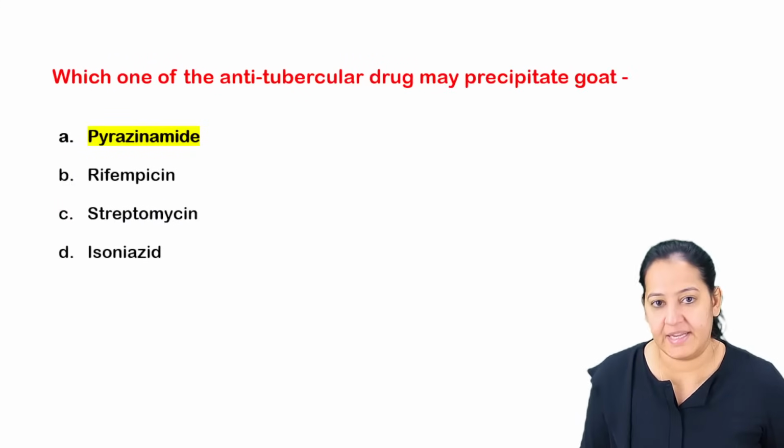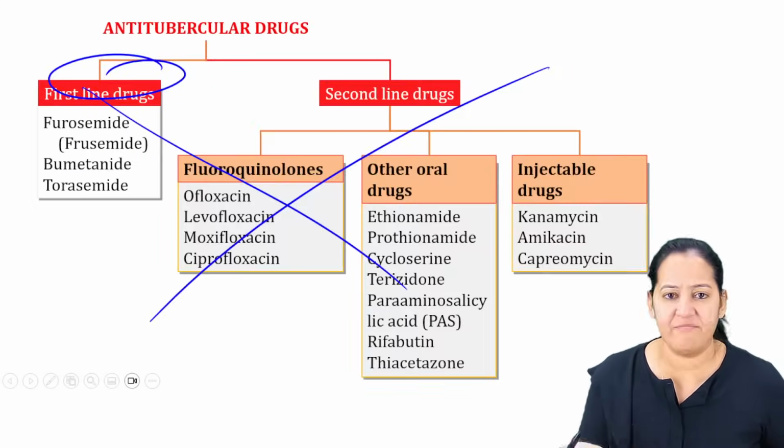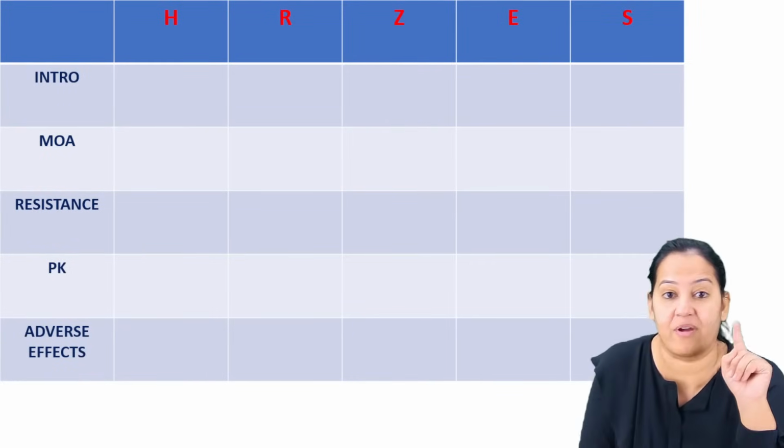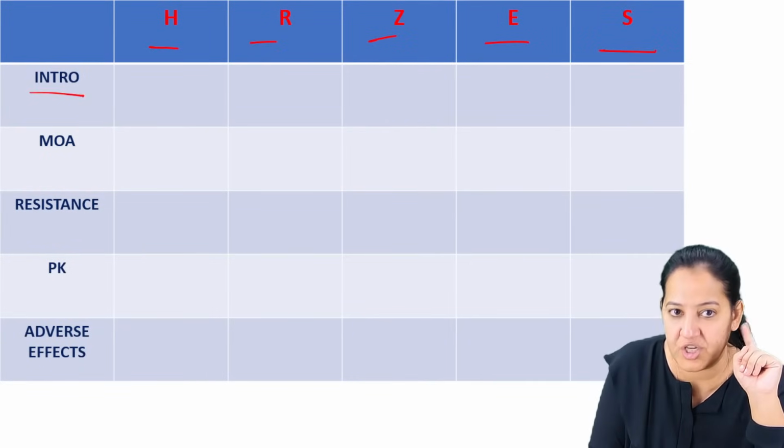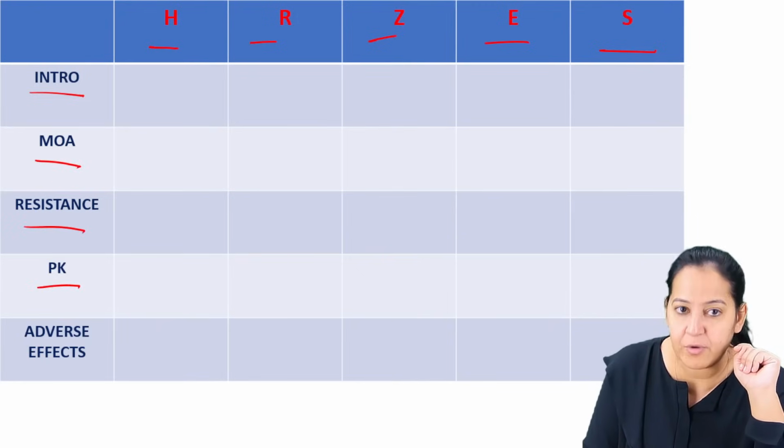Please learn HRZES. These are fine. Along with that, we have many second line drugs also, but the main ones are the first line drugs HRZES. So I want you to learn the introduction, mechanism of action, resistance, pharmacokinetics, and adverse effects.